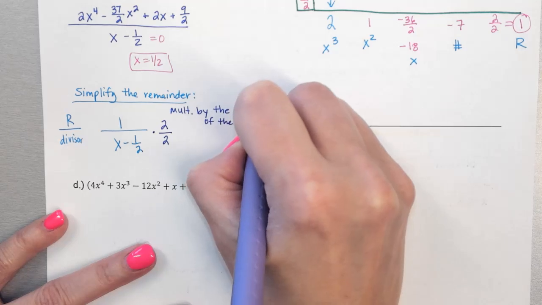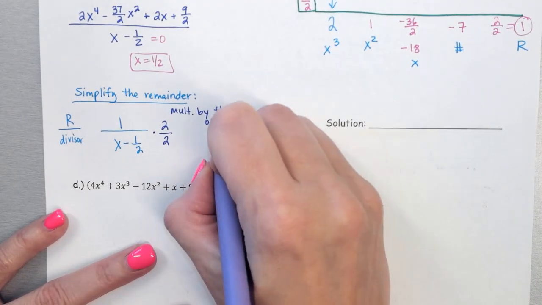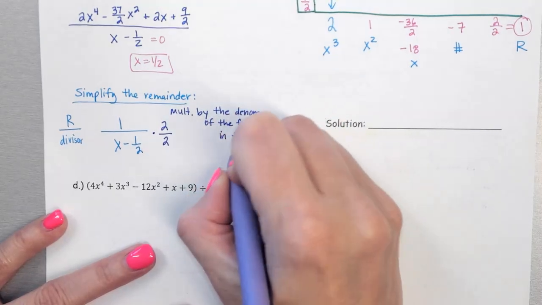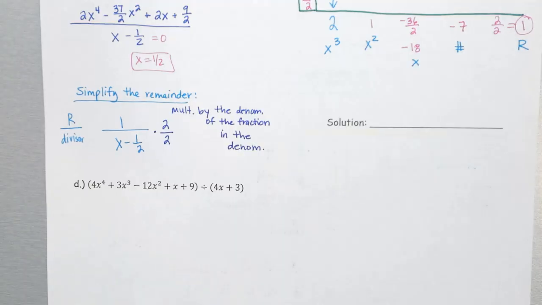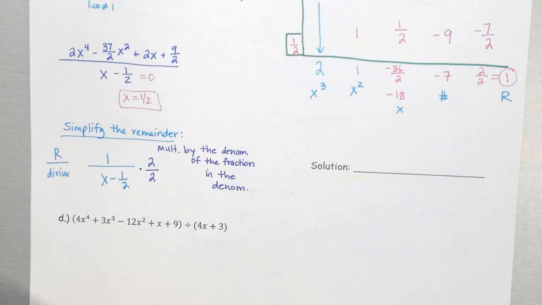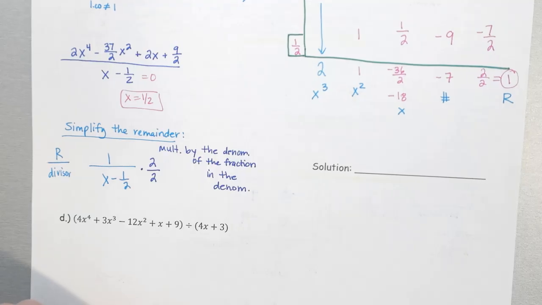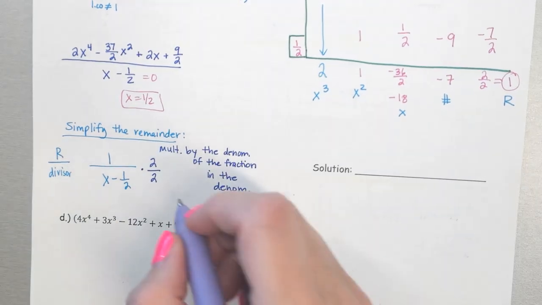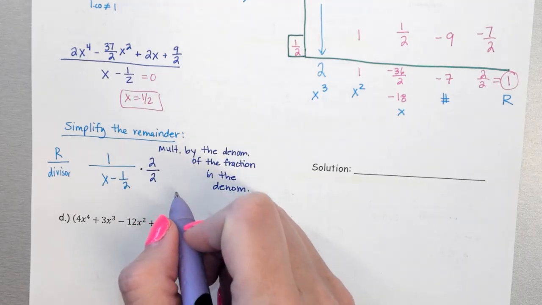There's too many denominators here. So we're multiplying by the denominator of the fraction in the denominator. Okay, so it's of the divisor in this case. Then you won't have to worry about it, but for these you will. Okay.